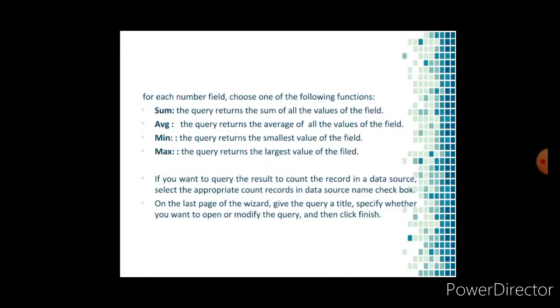With the average function, the query returns the average of all the values of the field. With the minimum function, the query returns the smallest value of the field. And with the maximum function, the query returns the largest value of the field.